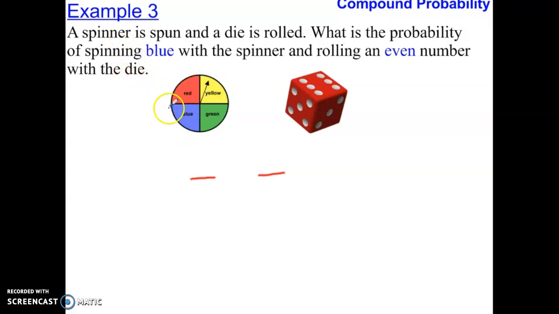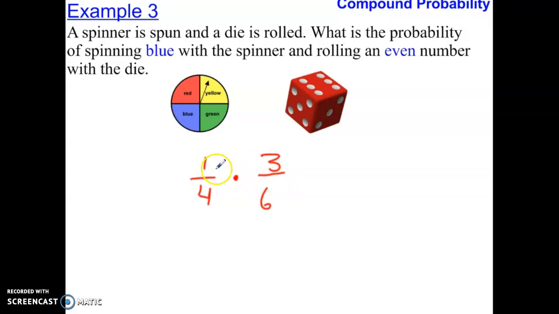So now, what is the probability of spinning blue? Notice that I have one blue out of 4 colors. So this is 1/4. Times. You're going to be multiplying. Anytime that you have two events like this, you have to multiply to get the final answer. Now, how many even numbers do I have in this die? I have 6 sides. Of those sides, 3 are even. That would be 2, 4, and 6. So that's 3 out of 6.